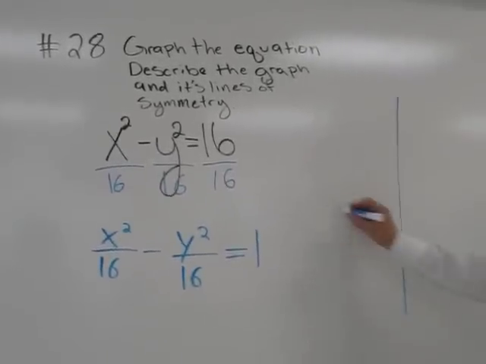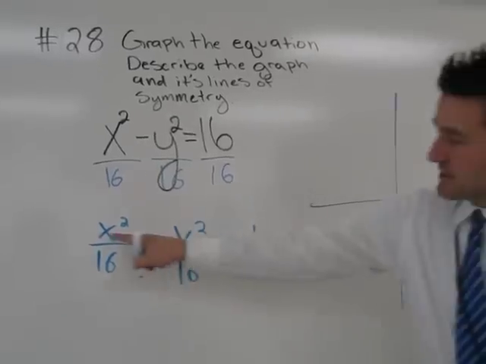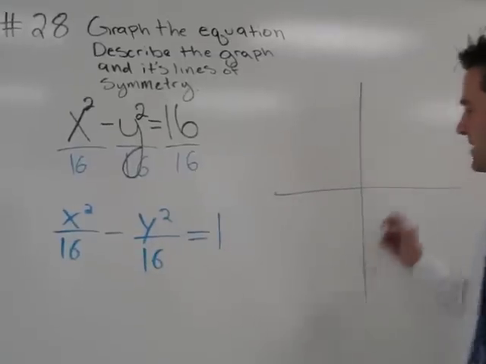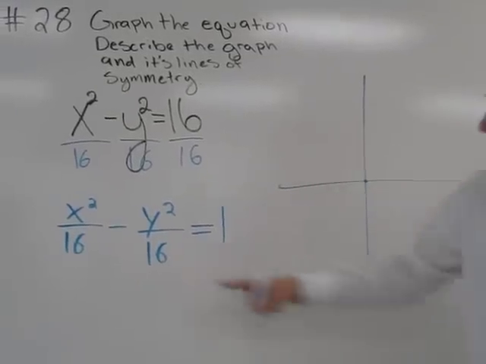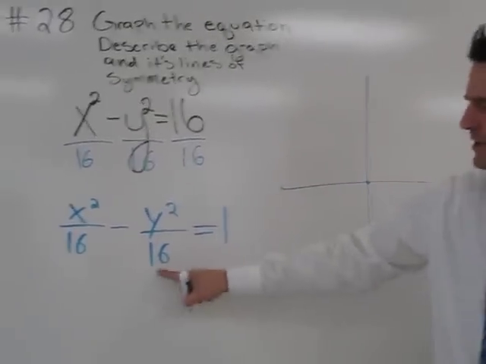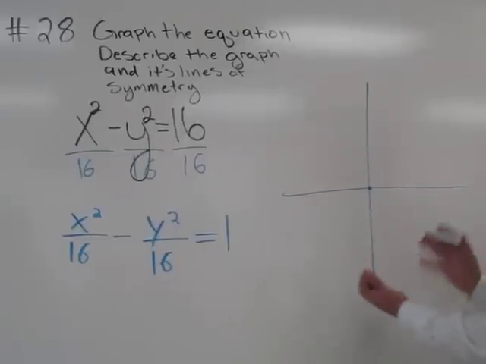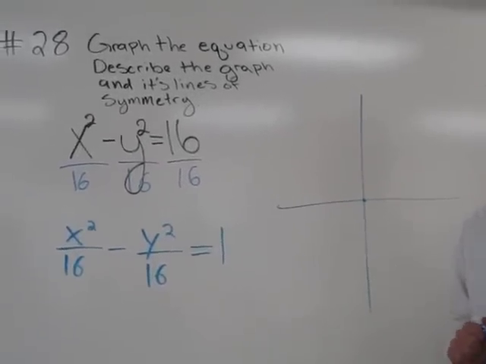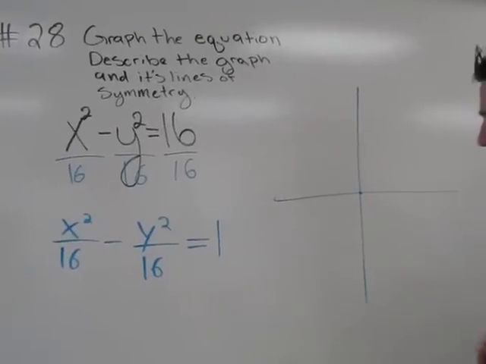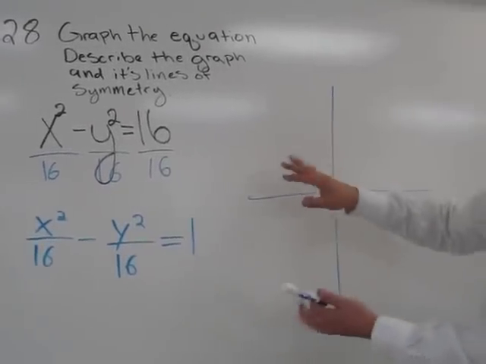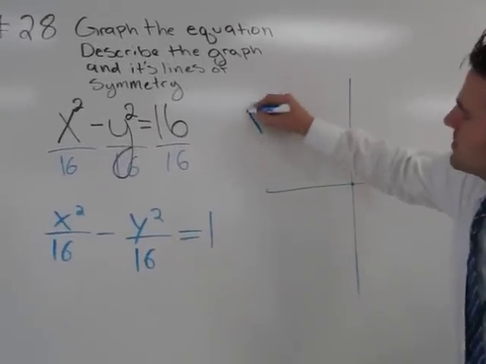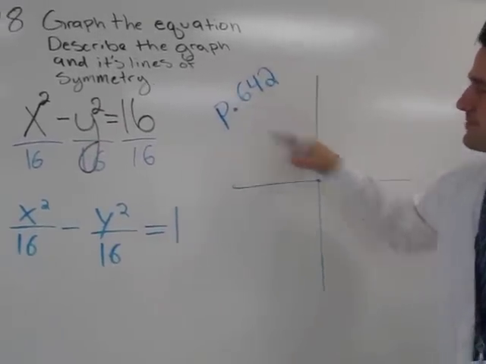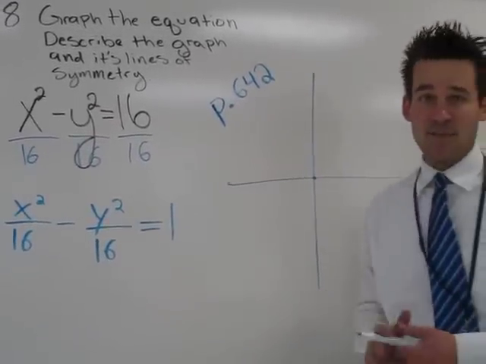So graphing this, the center's at 0, 0 because we don't have an x minus h and a y minus k. And you're going to go left and right 4, up and down 4. You're going to create a box and some asymptotes. And then you're going to describe lines of symmetry. Let's talk about lines of symmetry. If you need more help on this particular problem, check out page 642.